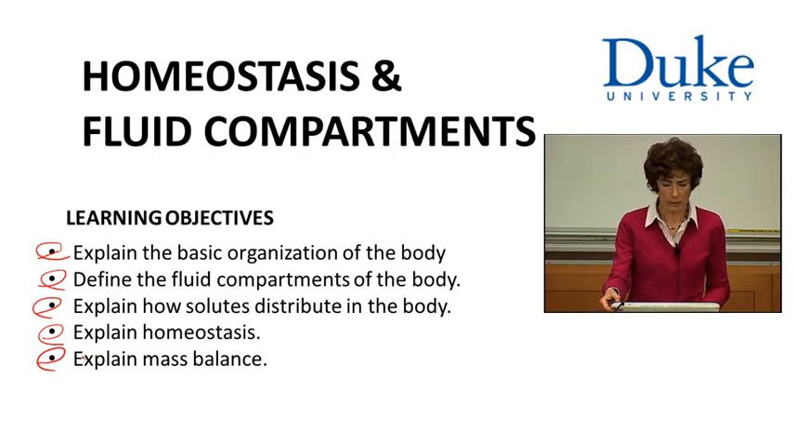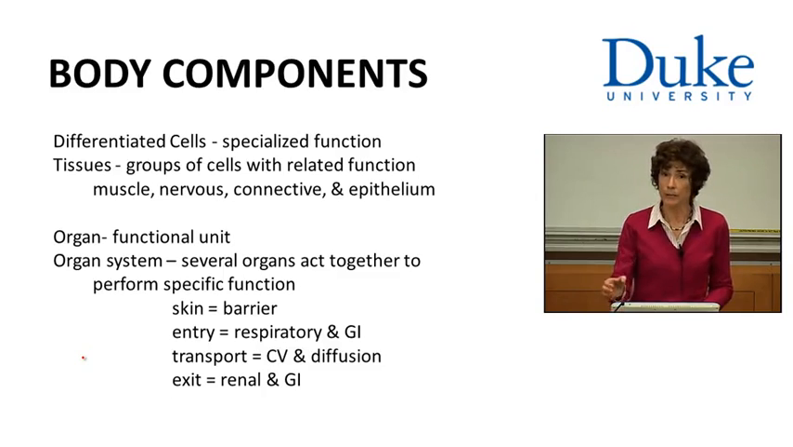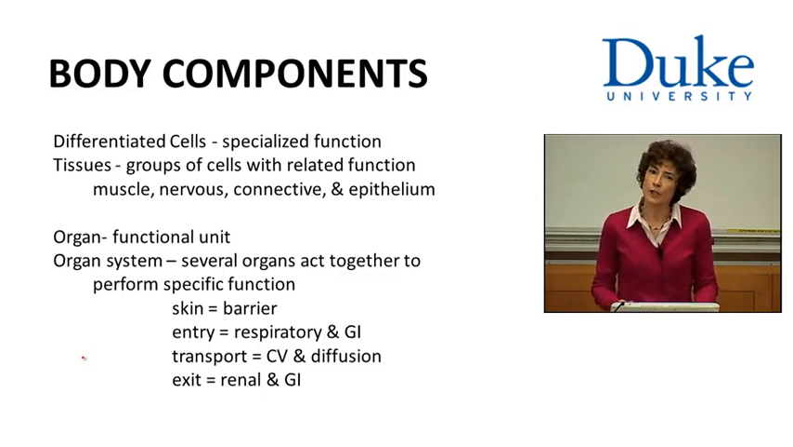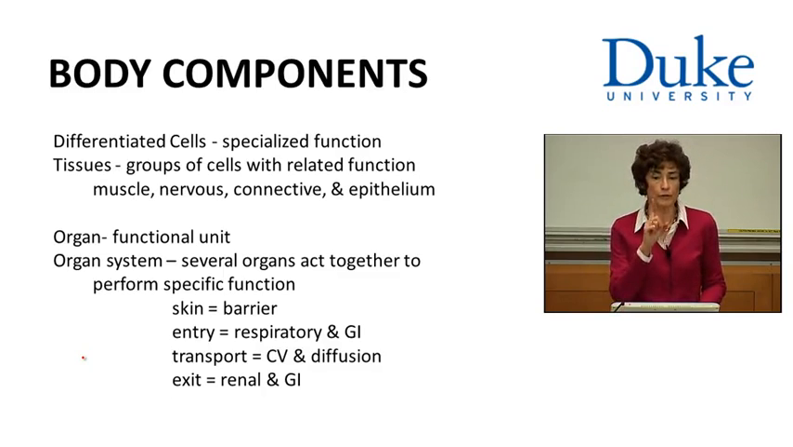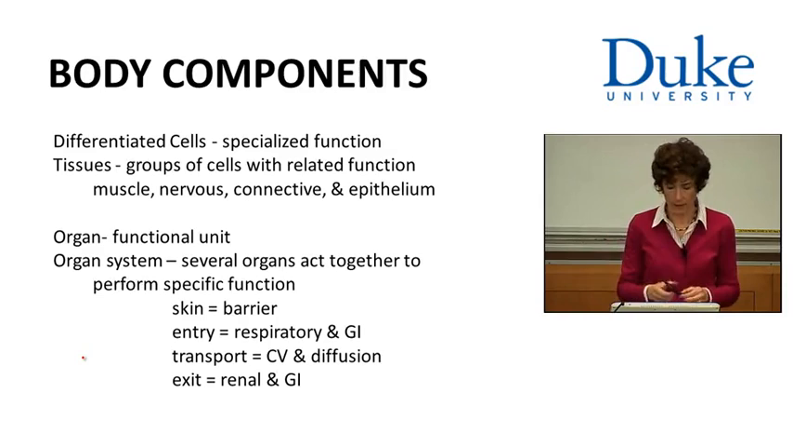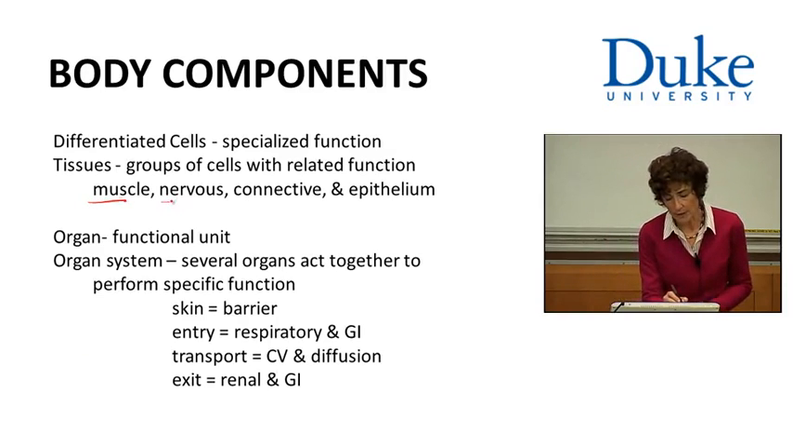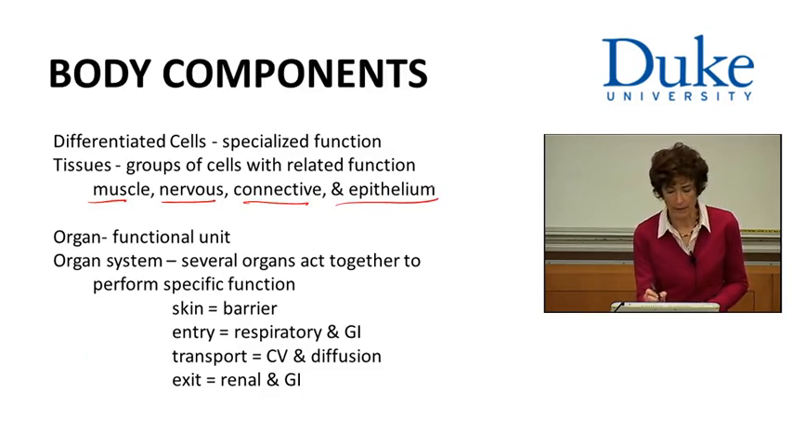All right, so the first thing that we want to consider then is the body components. As you all know, the human body starts with a single fertilized egg, and this egg then undergoes division to make multiple copies, as well as differentiation. The differentiation allows the specific cells to acquire specialized functions. And these groups of cells that have the same specialized function will work together to form what are called tissues. We have 4 tissue types within the body. There are muscle, nervous tissue, connective tissue, and epithelium.